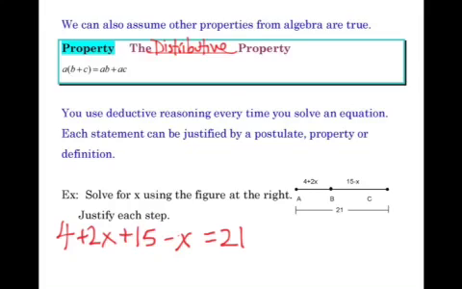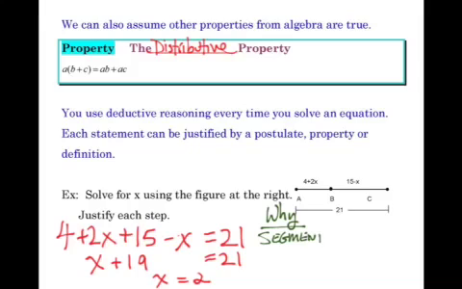So I know that 4 plus 2x plus 15 minus x has to equal 21. 21 is given as my entire line segment. And then I want to solve it. So I would get x plus 19 equals 21, or x equals 2. Now if I need to justify my steps, it's helpful to think about the y as going next to each line that I created there.